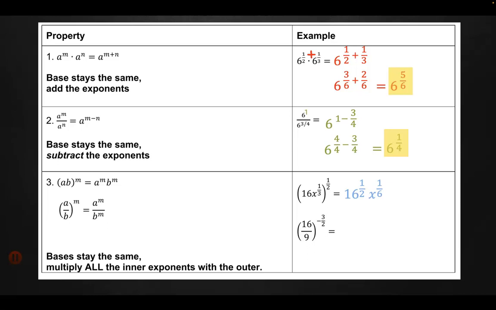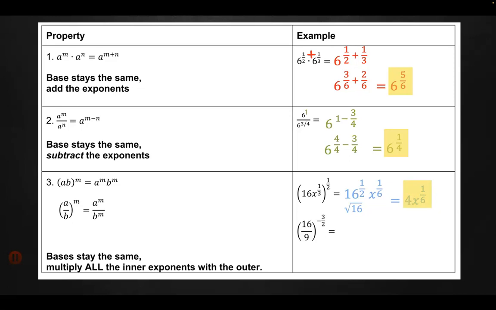Now, anything that's raised to the 1/2 power is the same thing as saying that it's a square root. So I do have the square root of 16, which I know is 4. And then the x to the 1/6 just stays the same, with my final answer being 4x to the 1/6.